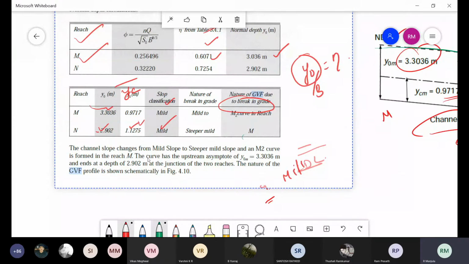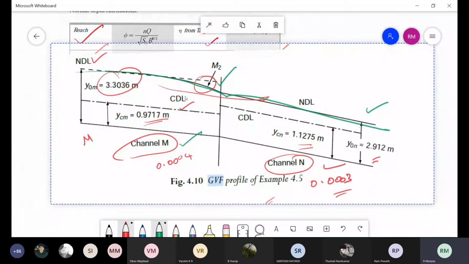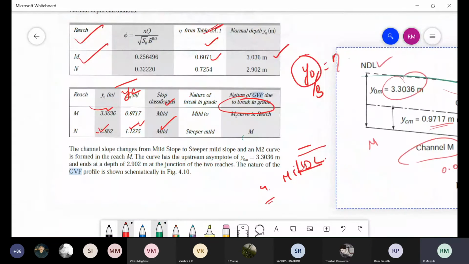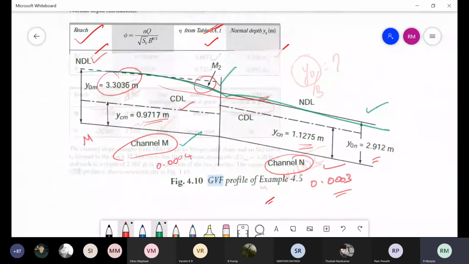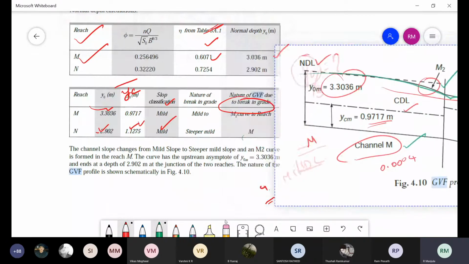You have an M2 curve, and this curve has an upstream asymptote. Actually, this upstream asymptote is nothing but your normal depth, 3.3 meters, and it is ending at 2.92 meters at the junction of these two reaches. So 3.3 is changing into 2.9 at the junction of these two reaches. Okay, so the nature of the profile will be like this. M2 will be there, then it comes to the mild slope profile for the second reach, channel reach N.